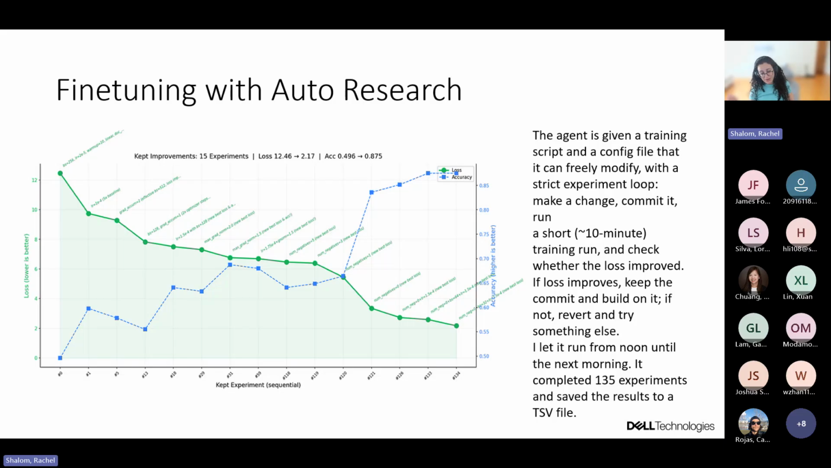I prepared a very long file with instructions. I think I used Claude Code with Opus 4.6, and I said exactly the same thing: save it all, do experiments of 10 minutes, and run it overnight. Overnight, it performed around 135 experiments. I took a look at what they did.